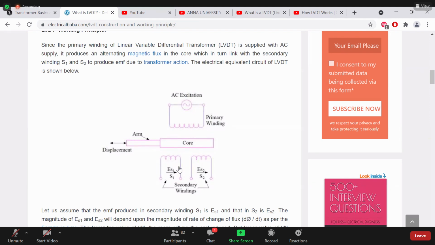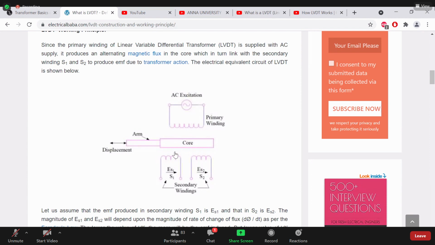And these two secondary coils are arranged in the LVDT in such a way that if secondary 1 is producing positive voltage, secondary 2 will produce negative voltage. Here we have two coils.